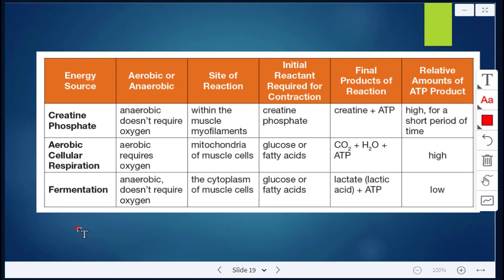During fermentation, it's anaerobic, so it doesn't require oxygen. It's occurring in the cytoplasm of the muscle cells. Initial reactants are glucose or fatty acids. The final product is lactate, also called lactic acid, plus ATP, but the amount of ATP produced is quite low.